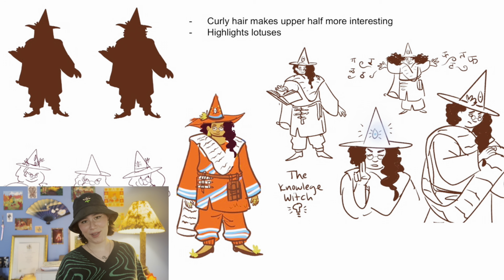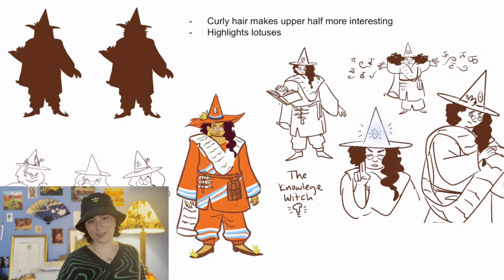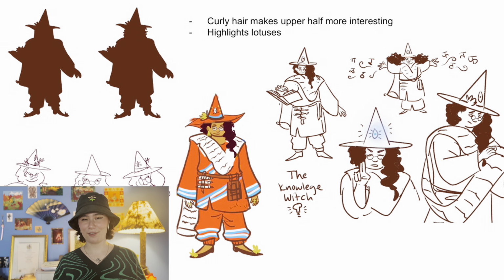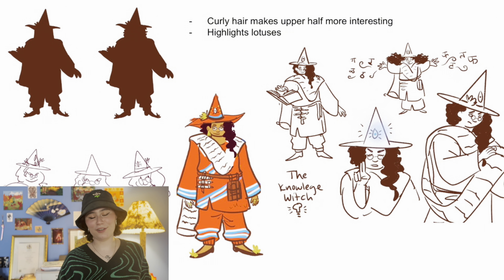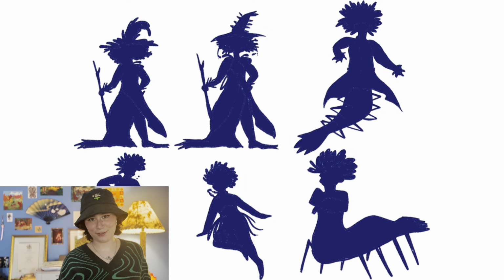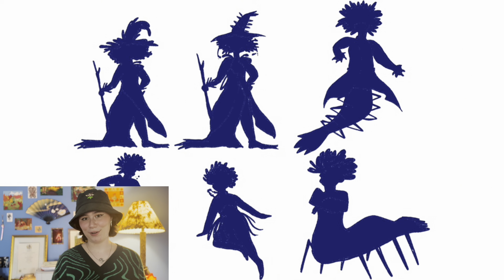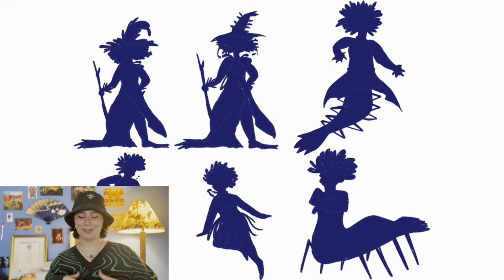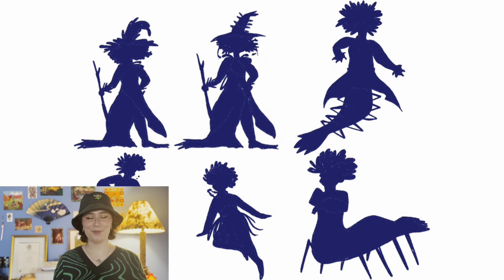Then I'll test some silhouettes just to make sure that she looks interesting, and the knowledge witch doesn't have many because I was pretty happy with her right away. I think the only thing I changed was that she has curly hair because it just looked nicer with the lotus flowers. But I've definitely gone through way more before. The anemone witch, for example, I just could not decide what I wanted her body to look like. I really loved everything from the neck up, but she almost had shrimp legs, and then I was like, this makes her look like a villain.